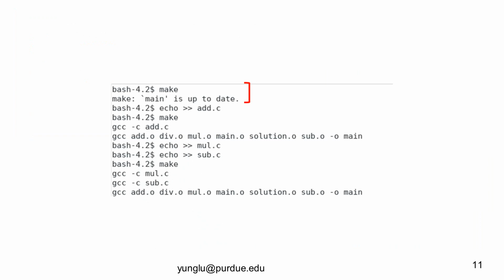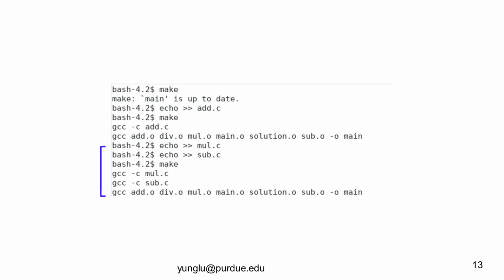Let's see how Makefile can help us keep track of changes. If we type make again, bash says the executable file min is up to date. This occurs because we have not changed any .c file. It is unnecessary to rebuild the executable file. Next, we use the echo command to append an empty line at the end of add.c and type make again. Make detects that add.c has been changed and compiles it again. Then, all the object files are put together to create the executable file. Please notice that only add.o is regenerated because only add.c has been changed.